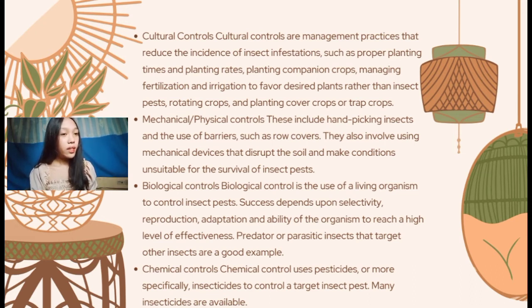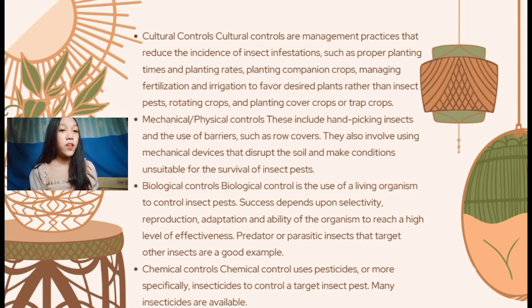And other than that, changing the environment to discourage insect pests by controlling temperature, light, or humidity is matatawag din natin cultural control. So, sa madaling salita, ang cultural practices is malaking tulong para ma-reduce or ma-eliminate natin ang pest populations. So, the third one is mechanical or physical controls.